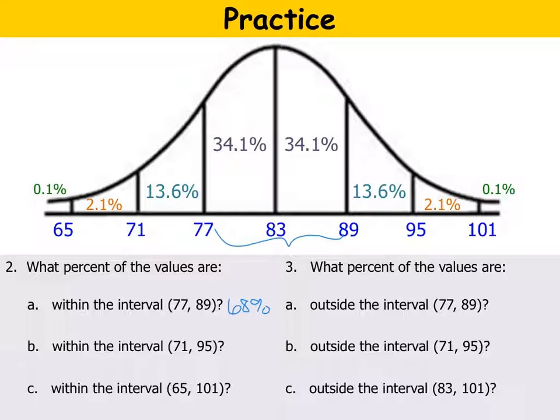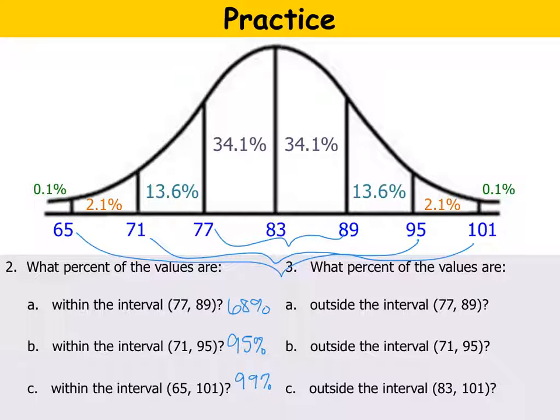Letter B wants you to look from 71 to 95, so if we extend, we're going to 2 standard deviations. That should always be about 95% of your data. And then lastly, we're going from 65 to 101, which is your 3 standard deviations, and that's almost everything. That's about 99%. So if this were your algebra test, you can expect almost every single person to get between a 65 and 101.